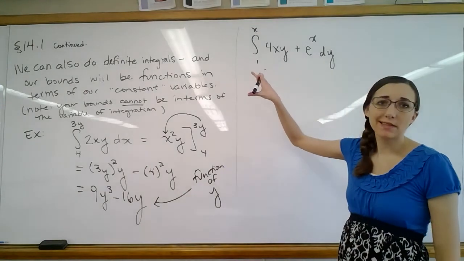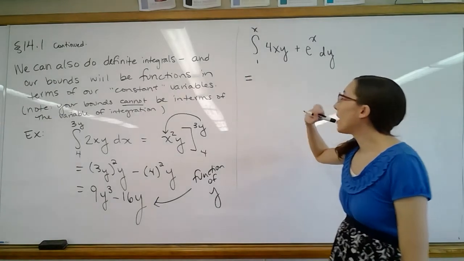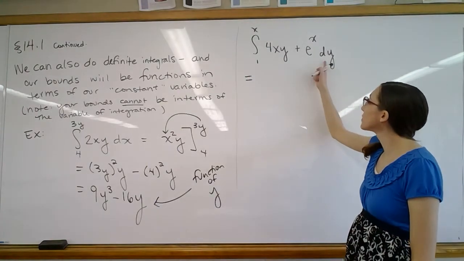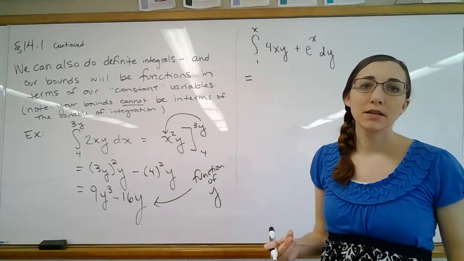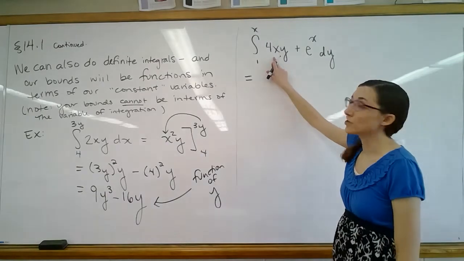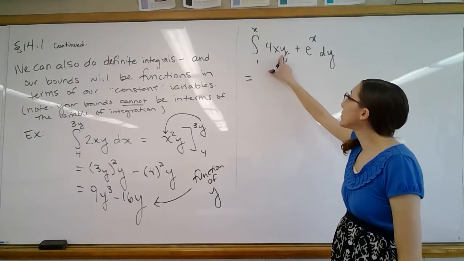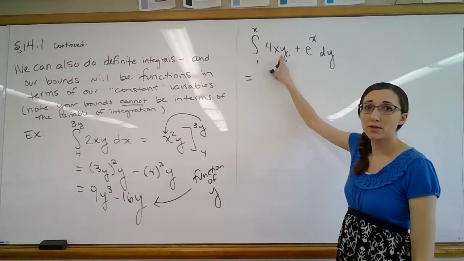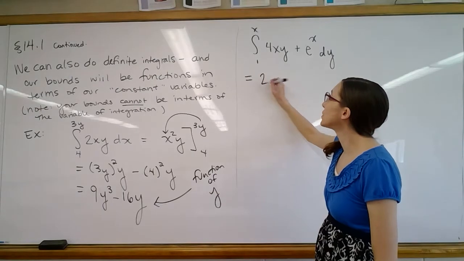So let's take a look at this guy. When we think about integrating it, we're going to think about how my variable of integration is y. So anything that's in terms of x, we're going to treat as a constant. So really this is 4x, which is just a constant, times y. So all we're going to do is integrate y, which goes to y squared over 2. So the 2 and the 4 will cancel 2 and 2.